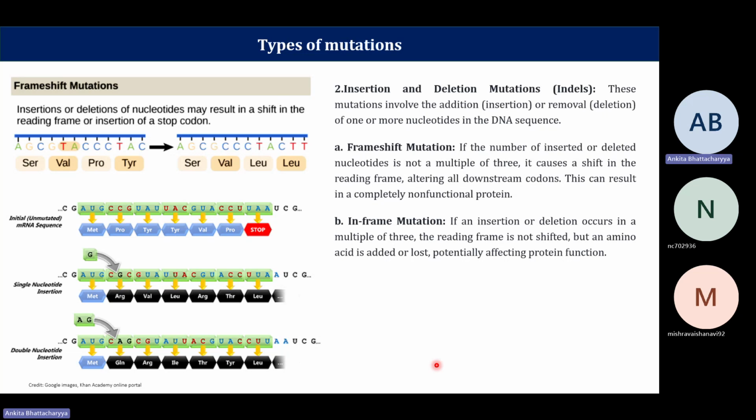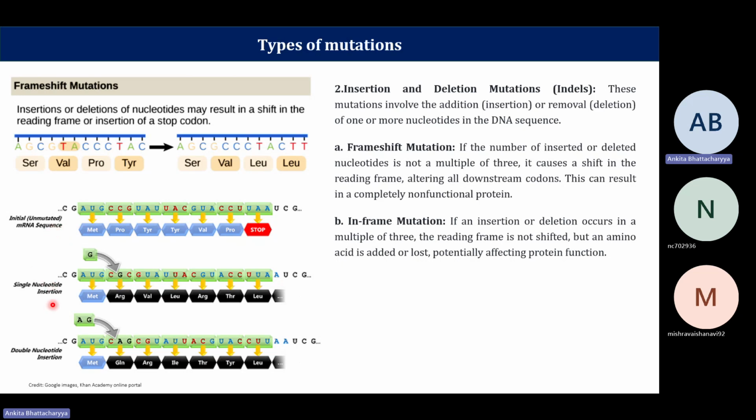The next set of mutations are the frameshift mutations, which, as the name suggests, result in the shift of the frame that is being used by the ribosome to read the mRNA sequence. So insertions or deletions of nucleotides can result in a shift of the reading frame or the insertion of a stop codon. What you see here is that there can be a change in the frame. Let's look at this example. You have the unmutated original mRNA sequence.